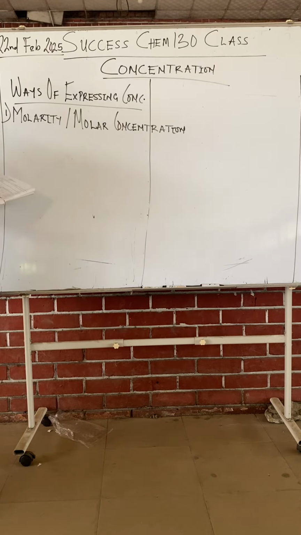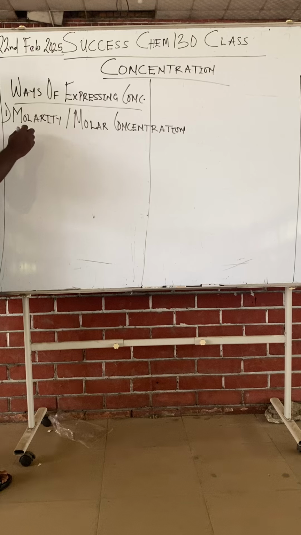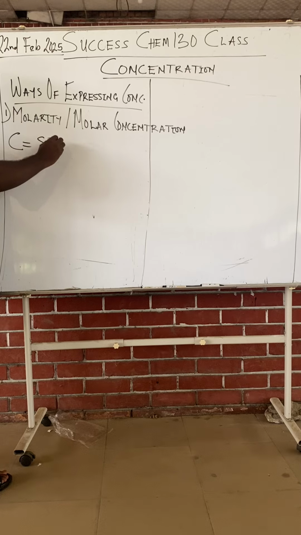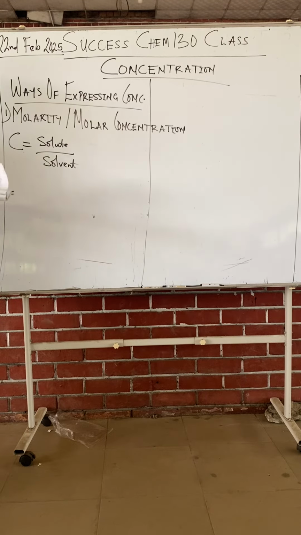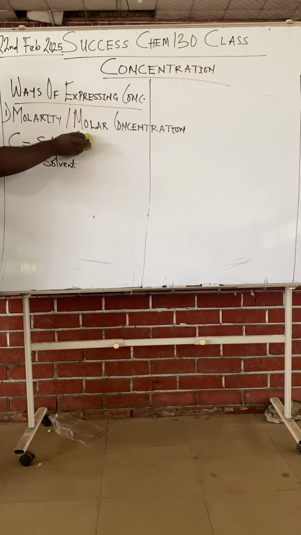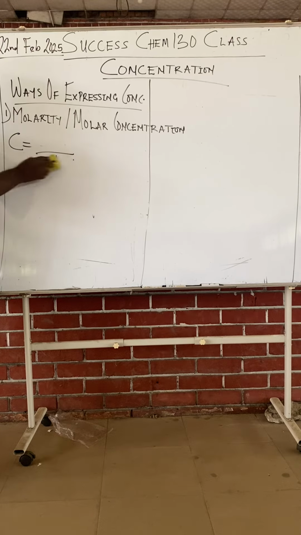Class, in the molarity or molar concentration, remember that general formula: the concentration C is amount of solutes all over volume of solvents. This is the general formula. No matter how you're expressing it, it is how much solute is present divided by how much volume of solvent is also present. But class, there will be a little tweak when you're talking about the different ways of expressing concentration.